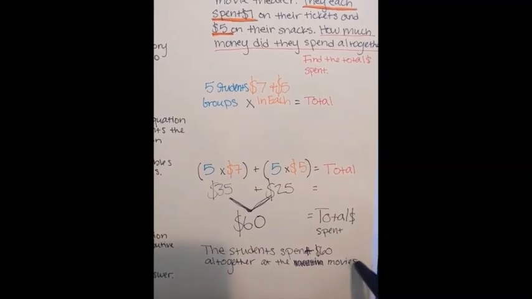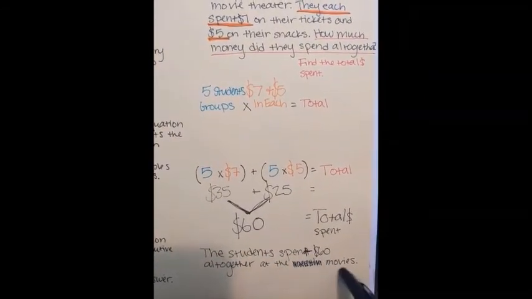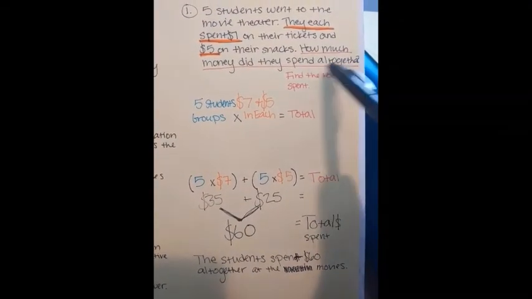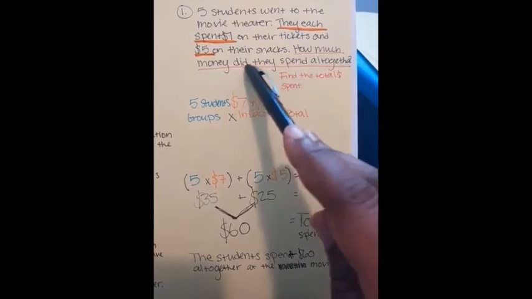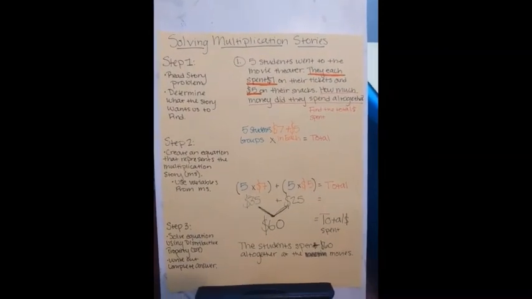And that answer is acceptable because it tells us the who, it tells us the how much, which was what they're asking us in the total. How much money did they spend altogether? We put who the they was, and we put how much money they spent. Great job on number 1. Let's move on to number 2.